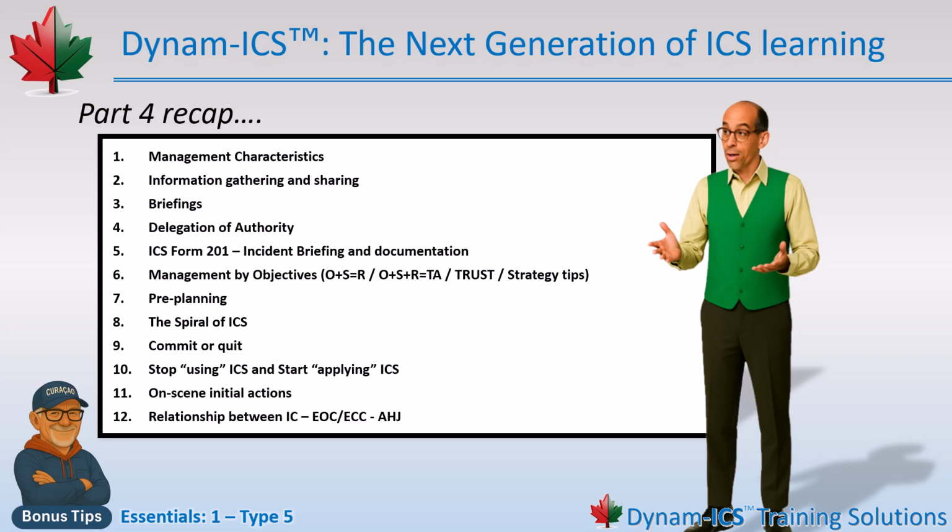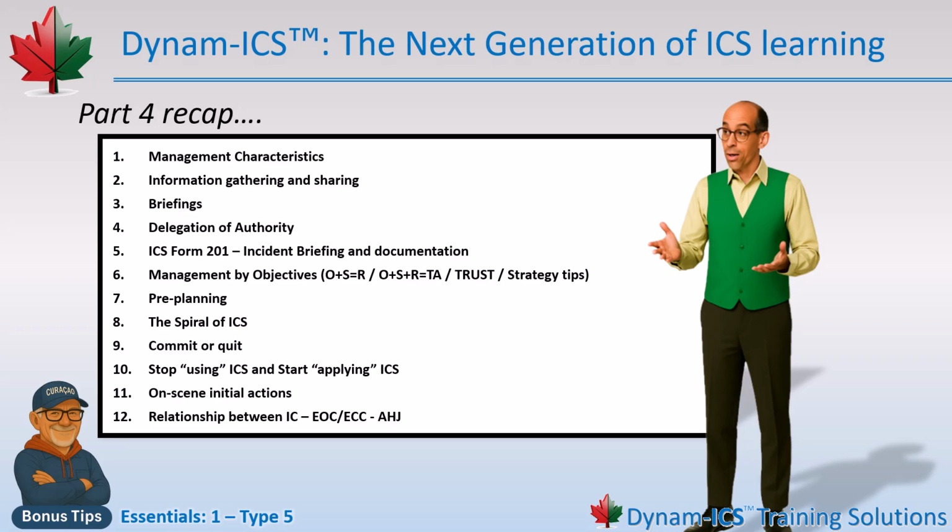Number 5, ICS Form 201, Incident Briefing and Documentation. You got introduced to the 201 as the first real snapshot of an incident, capturing what's known, what's been done, and what needs to happen next. Even in Type 5 and 4 incidents, the idea of the Form 201, or a pizza box lid for that matter, is still critical documentation to capture and communicate the incident picture.